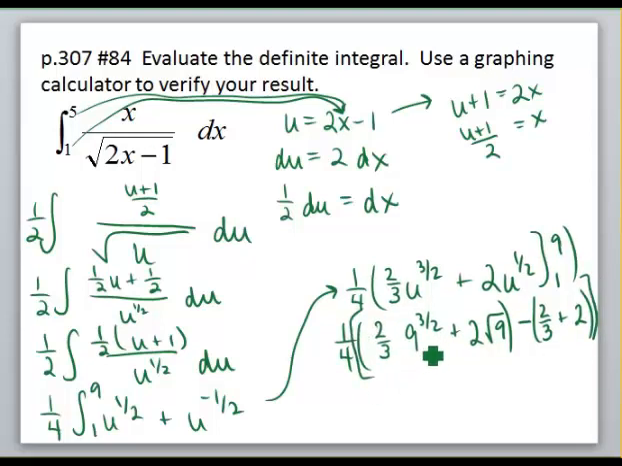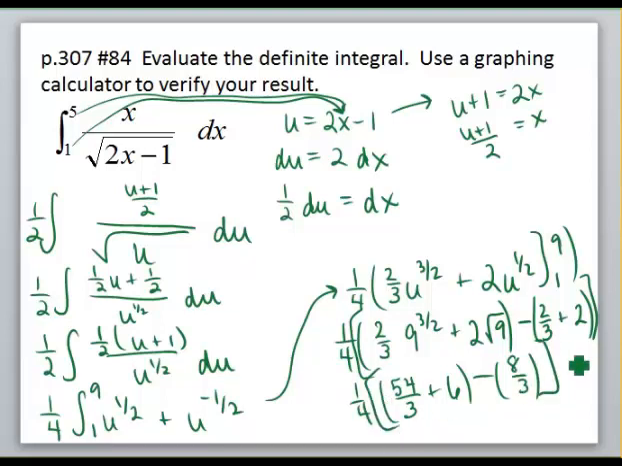So the square root of 9 is 3. 3 cubed is 27, so I get 54 over 3 plus 6 minus, this would be 2 and 2/3, which would be 8/3. And we're multiplying by 1/4 at the end. So I end up getting the answer of 18 plus 6 minus 8/3 being multiplied by 1/4. And when you simplify all that, you end up getting 5 and 1/3.